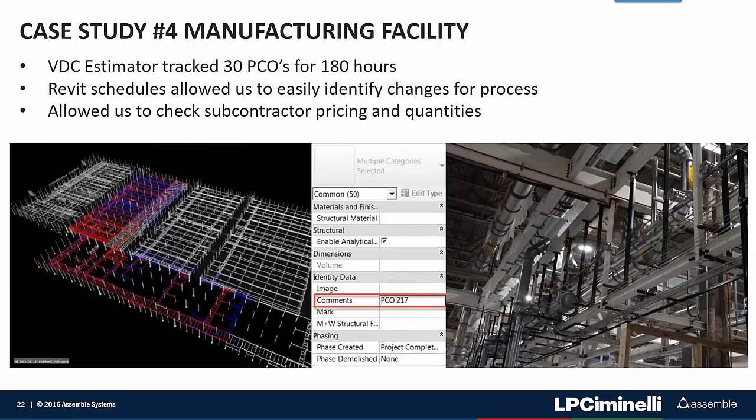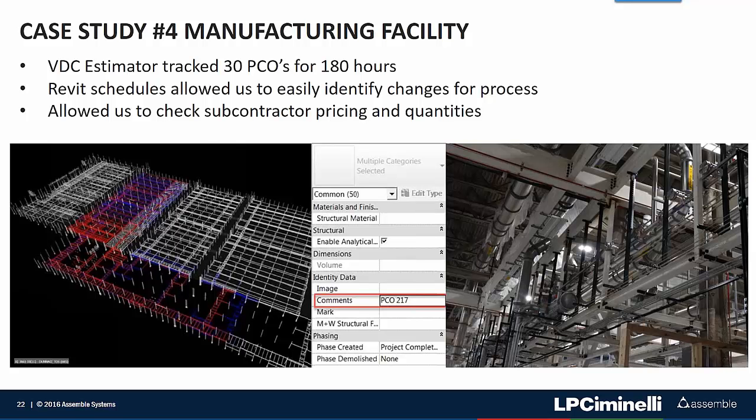Utilizing Assemble to track these PCOs, just like the bulletin, allowed us to compare what the area looked like before to what the area looked like now, to really see how much steel was added, and to really vet our subcontractor's number and to see how much additional tonnage the design team added. These PCOs added up to about 30, all in total, ranging from different prices, and it really saved the estimator quite a bit of time.